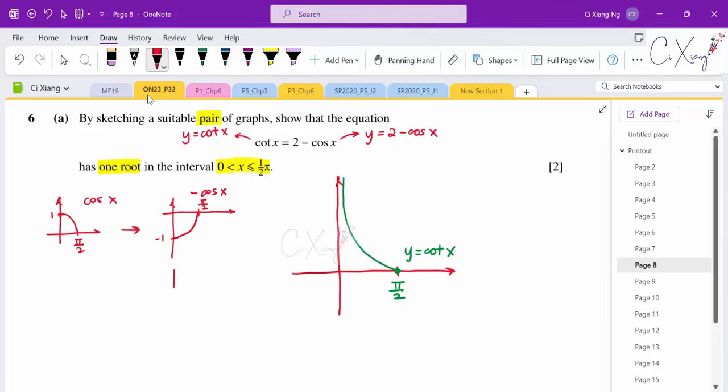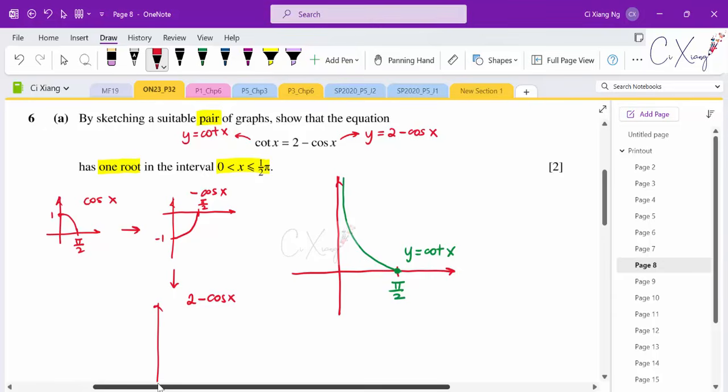Okay, then after that, I'm going to translate the whole graph 2 units up. So that means from negative cos x, I want to plus 2. So plus 2 means that I'm moving my graph 2 units going up. So I will take the reference point -1 here. If I plus 2, it will start from 1.